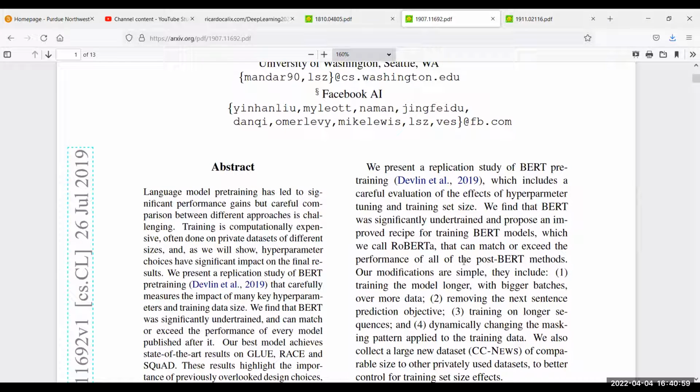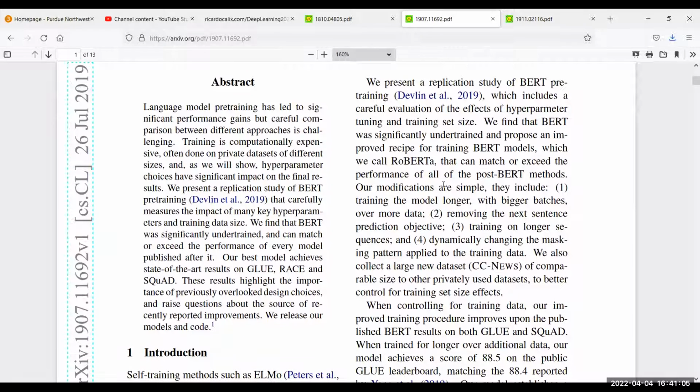So their replication study, they have a few modifications. Here they are. So our modifications are simple. They include training the model longer with bigger batches over more data. So you can see they just gave it more, basically. Removing the next sentence prediction objective. So they took that out. They argue that it's not as important, but I don't know about that one.